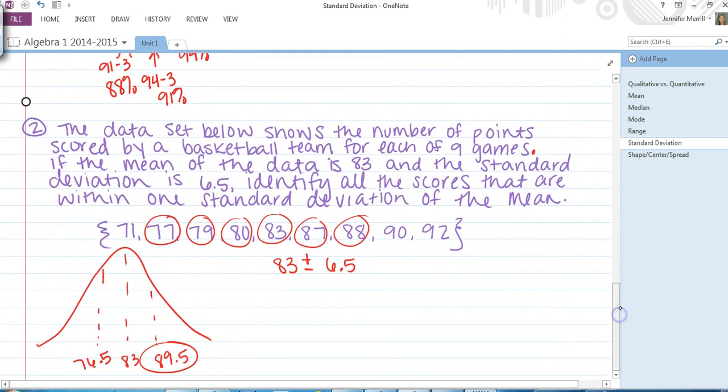So that is how you do standard deviation. You add or subtract the standard deviation from the average, and then you look at your scores.